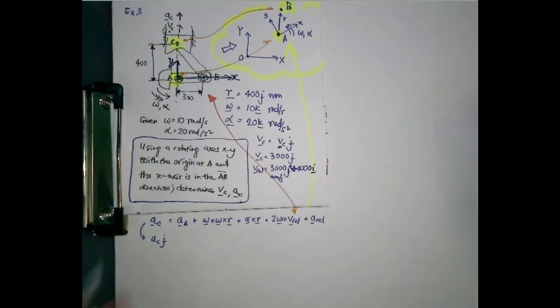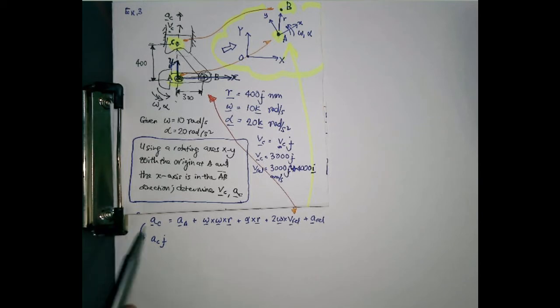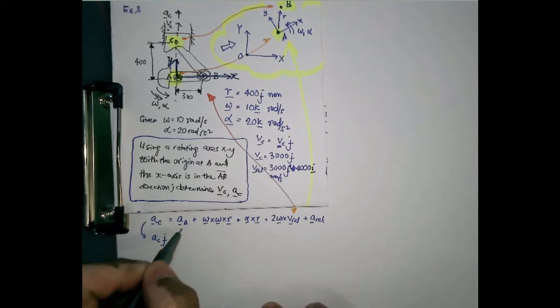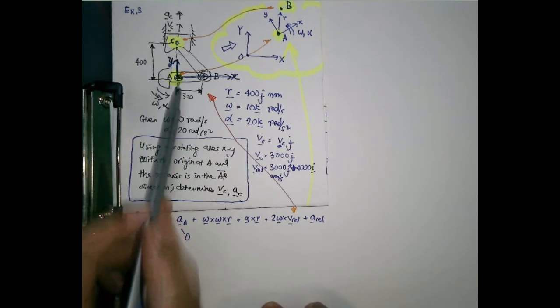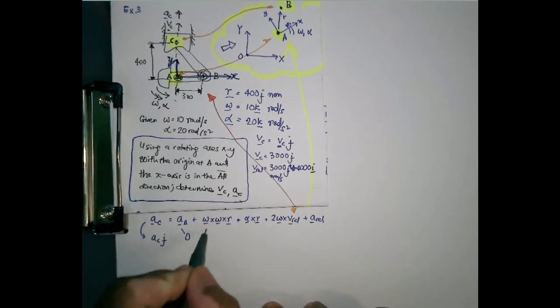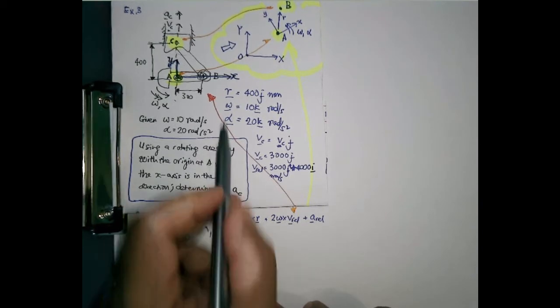Now we can replace, in this equation, the vector of acceleration AC. The piston is restricted to move in the vertical direction, so we can represent AC with ACj. We know what AA is. This one is basically 0 because point A is not moving, it's not translating. We know what omega is, 10k. Both of them are 10k. We know what R is, given here as 400j.